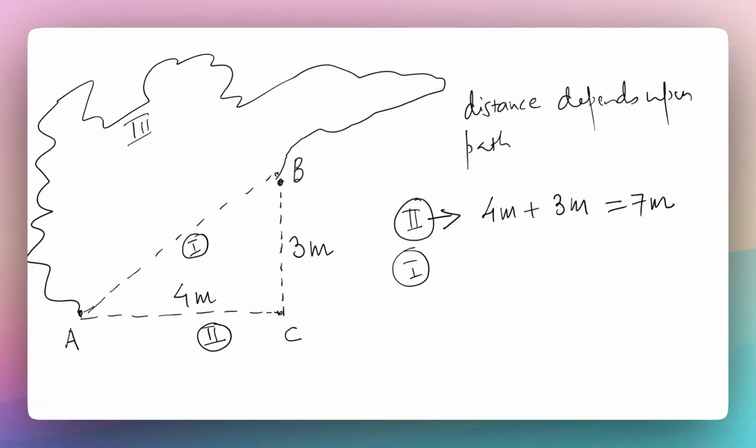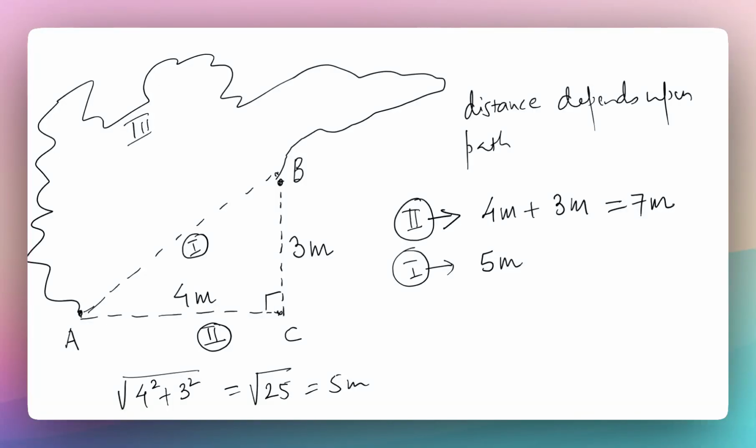Now coming to path number 1. The distance for path number 1 we can find out by using geometry. It is a right angle triangle, so using the Pythagoras theorem, we can say the distance from A to B in a straight line is going to be root under 4 square plus 3 square. That's going to be root 25, or 5 meters, right? So when we take path number 1, the distance we traveled is 5 meters.